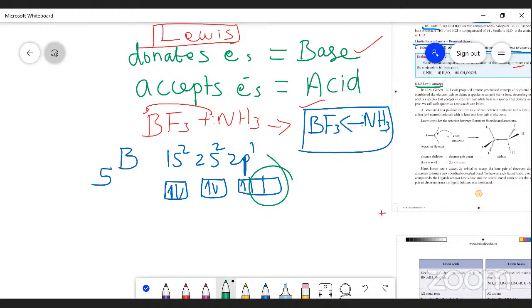This is the vacant 2p orbital. Here you are getting the lone pair of electrons. This is an electron vacancy. That's why boron is called an electron deficient species. In that box, the lone pair of electrons comes in and forms a new bond that is called a coordinate covalent bond.